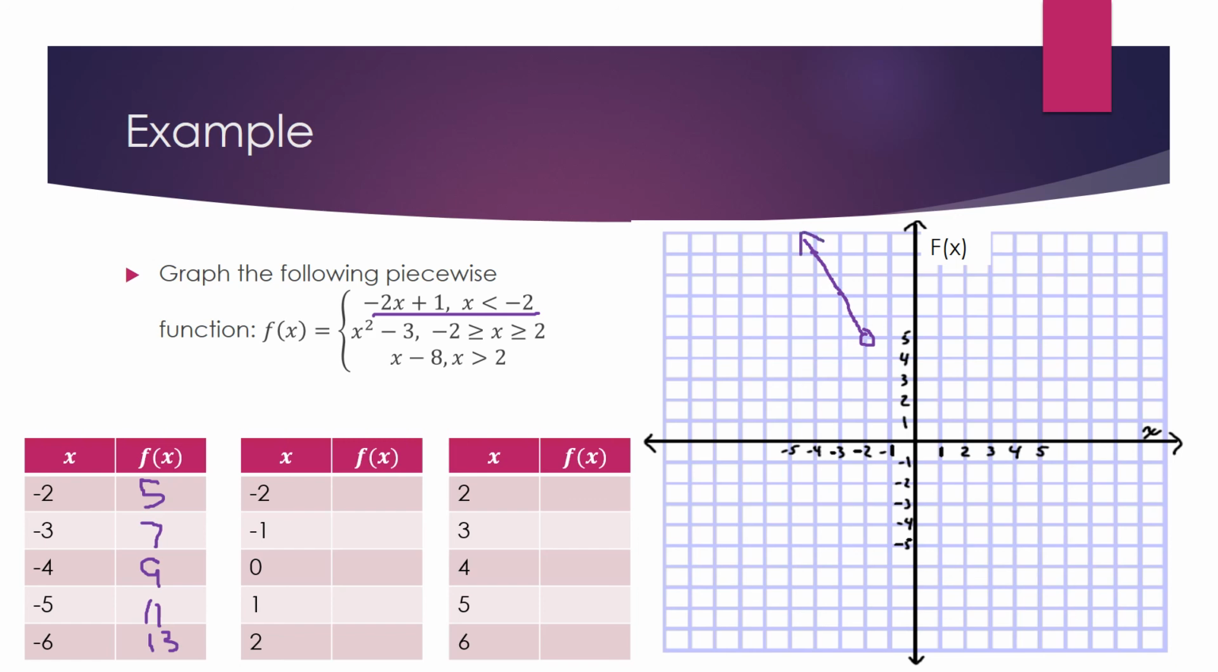Next one I'll do is in blue. It's the middle one. It's inclusive of -2 all the way up to 2. So we have x squared minus 3. So what we have here, this is going to be a quadratic. So we have 1, -2, -3, -2, and +1. So here with -2, 1, we're going to have a closed circle there.